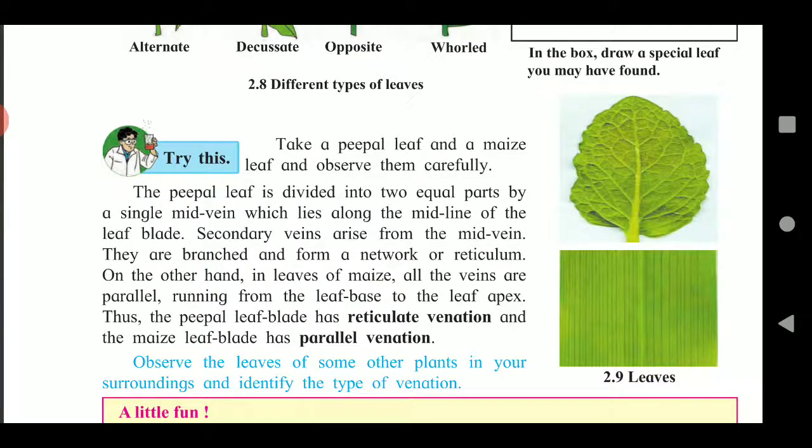Now shapes of the leaves. We have to see different shapes of leaves. Rounded leaves, then palmate leaves, then lanceolate and linear leaves.